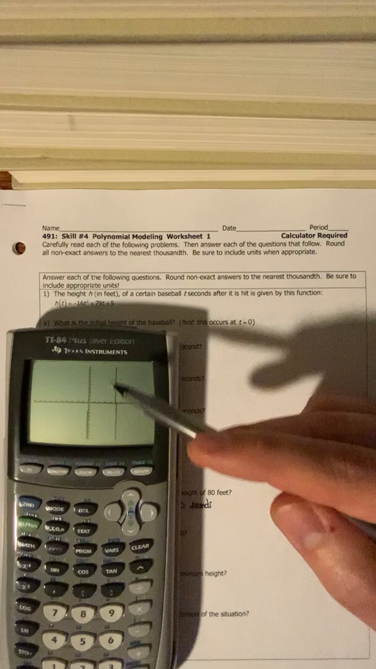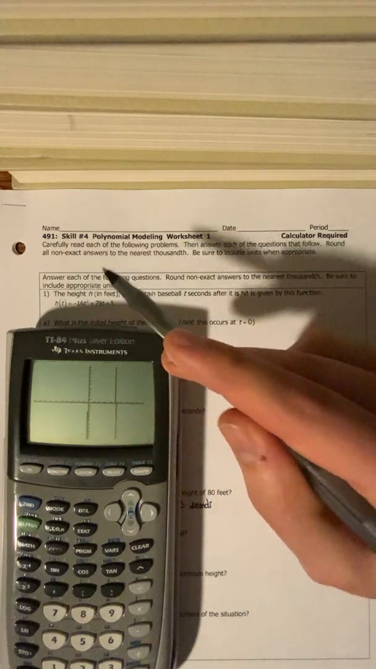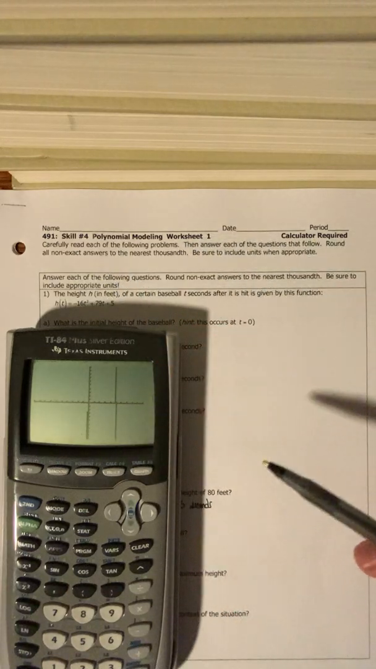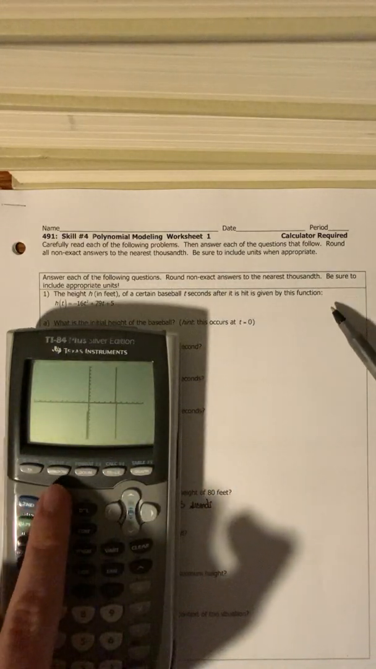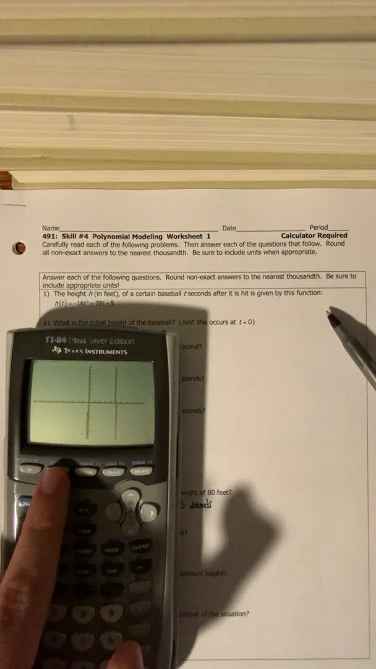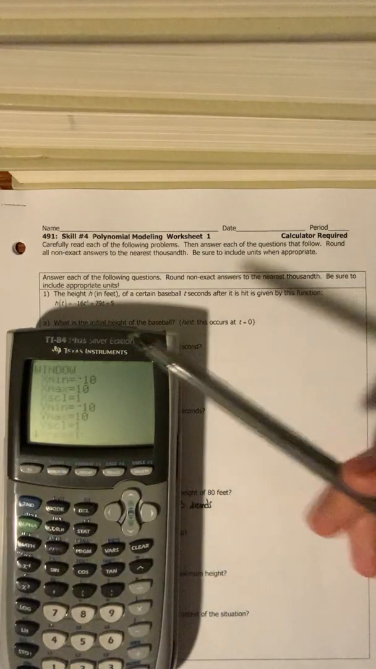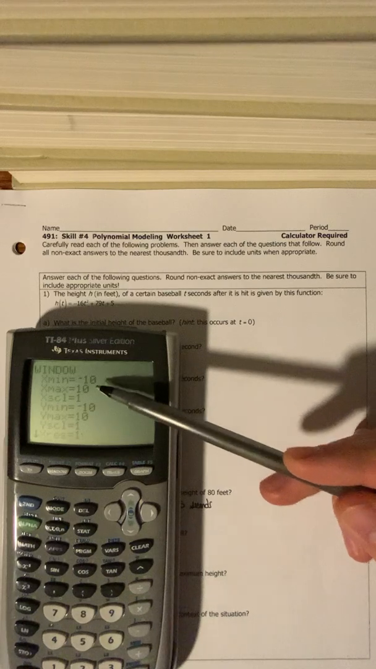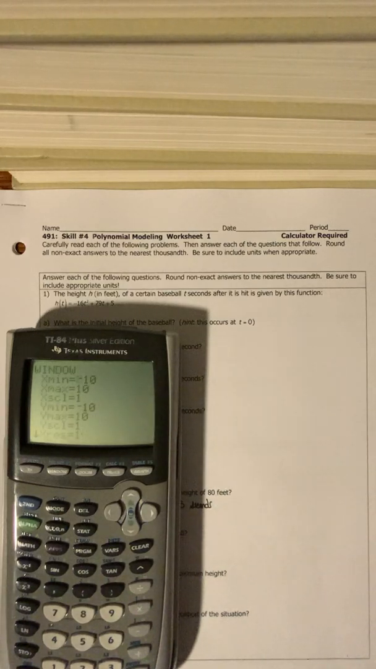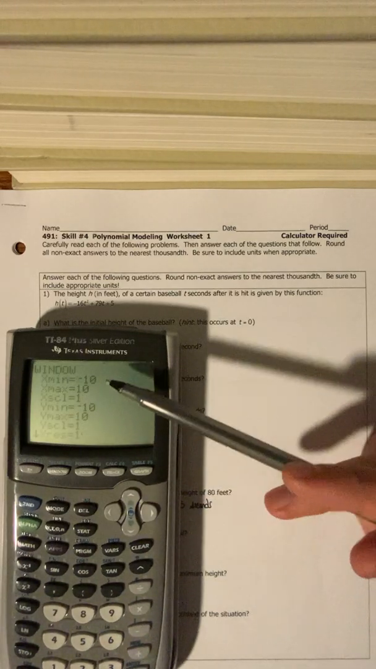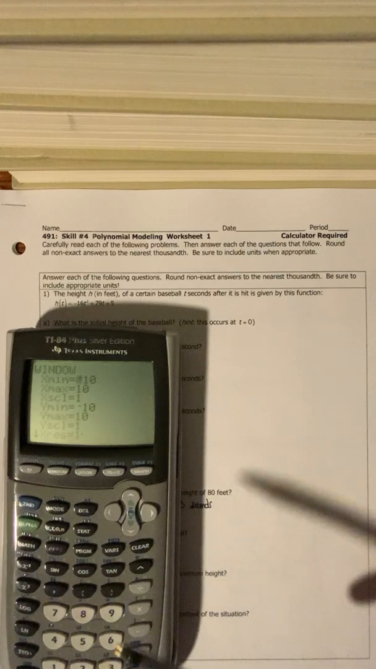Like I said, you can't see the whole thing. It'd be nice to see, all right, where is this thing up here? Well, what I can do is adjust my window, right? How you do that is you're going to go into the window button, and we can adjust the window with these first two and the fourth and fifth items there, the things that say Xmin, Xmax, Ymin, Ymax, right? So those things we can change.